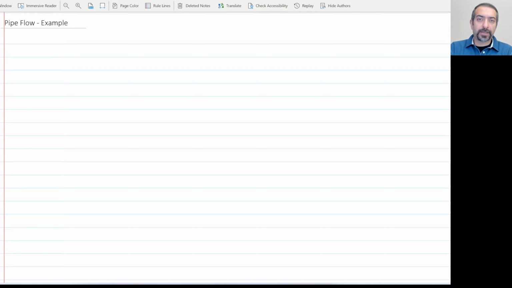Let's look at another example of a pipe flow, and our approach here is going to be graphical. Basically, we can compare the inviscid versus viscous, and it's going to give a little intuition to the problem.